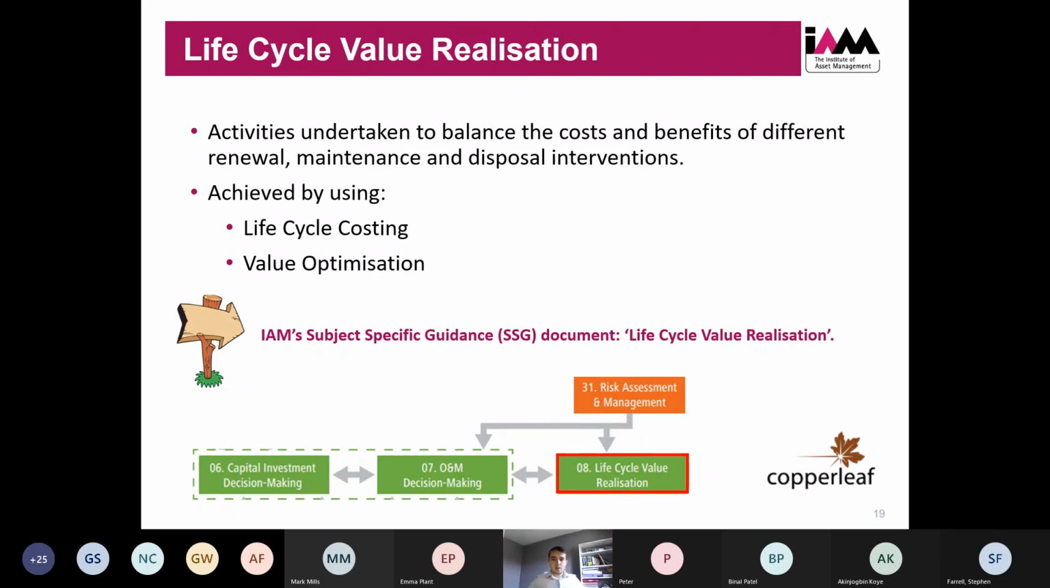So further details on the application of these techniques and the benefits that can be realized from them are contained in the Institute of Asset Management's subject-specific guidance documents, SSGs. There's one specifically made for this particular subject, life cycle value realization.